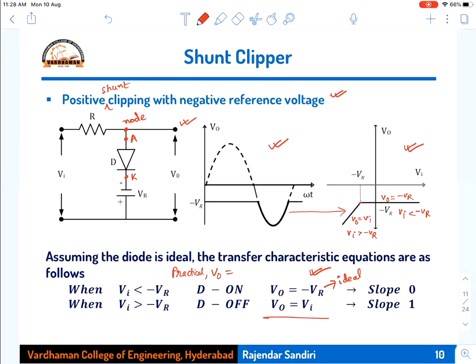What are you doing? Practical means what? The diode is on and it is replaced by its cut-in voltage. So what is the output voltage in that case? Very correct. V gamma minus VR. Exactly correct. Minus V gamma minus VR plus V gamma. Correct.